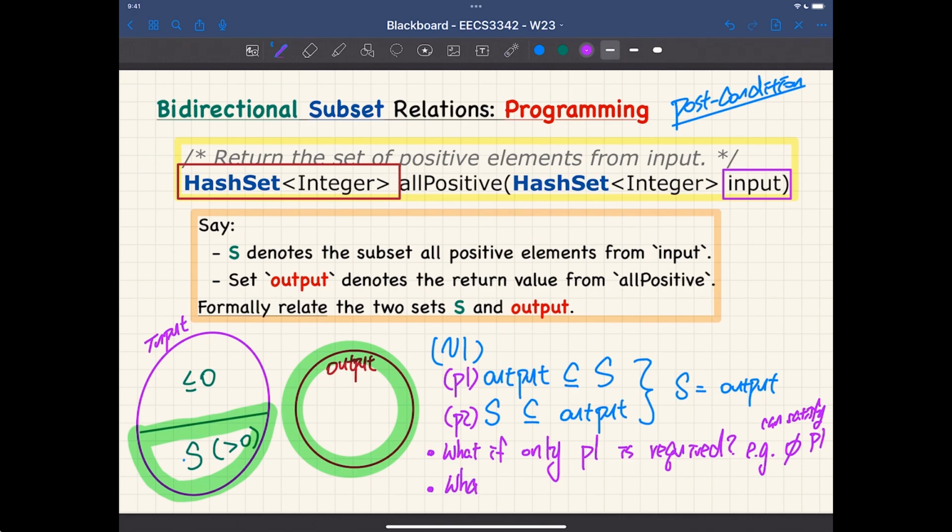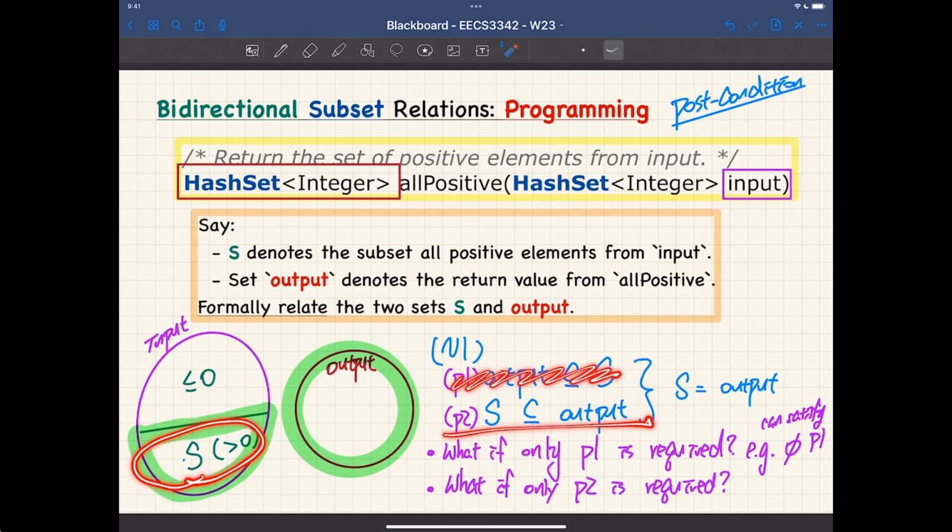And the second one. What if only P2 is required? This one might be easier to contradict. Let's say we don't have P1 over here. We only have P2, which is to say everything that's here is actually already in the output. Isn't that already complete itself or no? I heard no. Why? They are not really here, exactly.